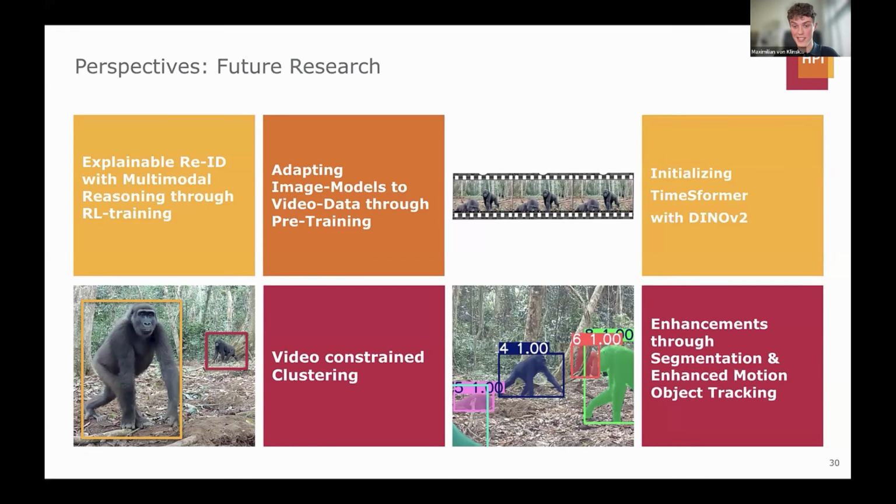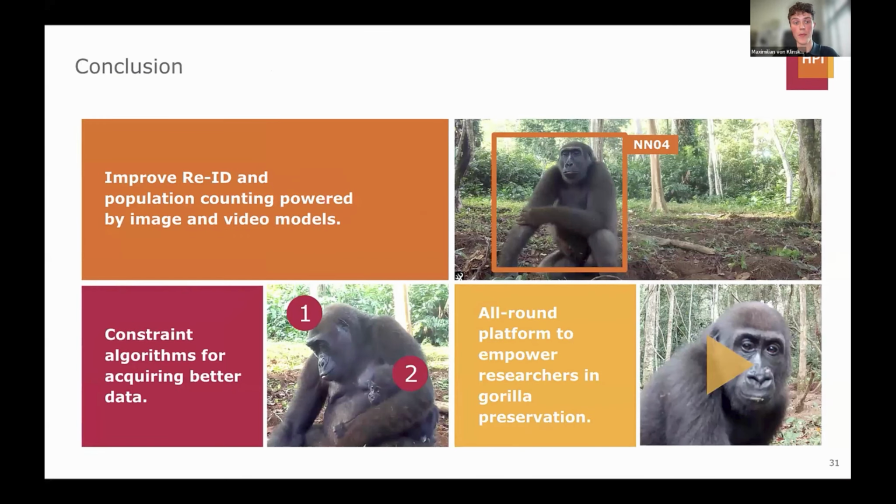So to summarize the results of our project and the outlooks, we were able to improve the re-ID and population counting powered by image and video models, have been able to create constraint algorithms for acquiring better data on how many gorillas are in the area, and also are creating and building an all-around platform to empower researchers in gorilla preservation and conservation to be able to more effectively monitor gorillas around the jungle.